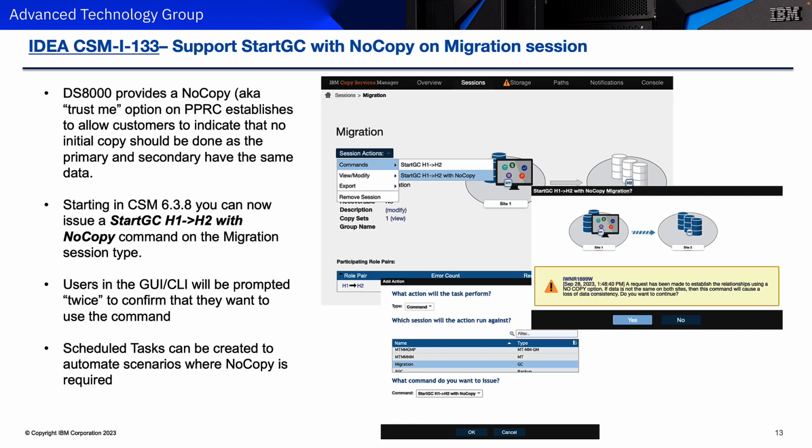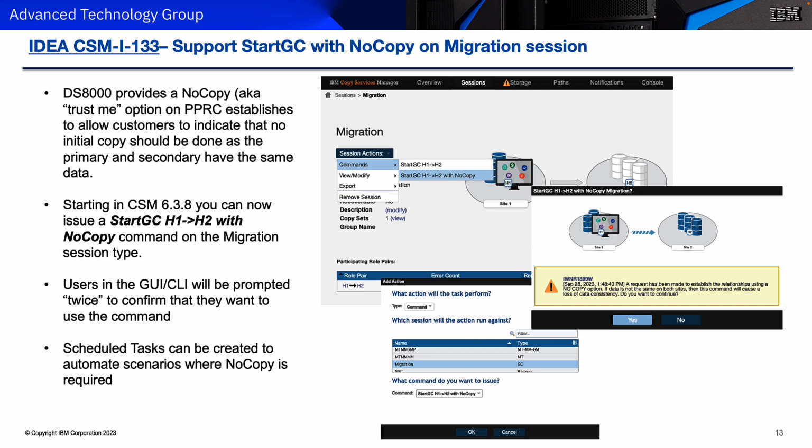Okay, the next one is another request from a customer. They wanted the ability to start some PPRC relationships with NoCopy. They had a particular scenario where they know it's a planned site switch. They have a certain setup that they do, a certain planned set of steps, with one of them being started with NoCopy. Well, CSM always considers this pretty dangerous.